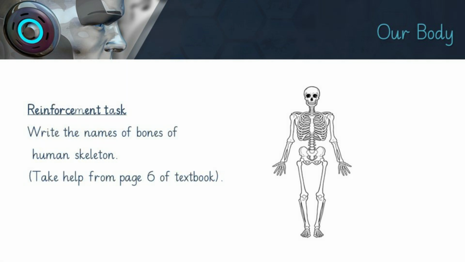Now this is the time for enforcement task. Write the names of bones of human skeleton. You can take help from page number 6 of your textbook and the given details so far in relevance to the human skeleton. I hope children that you will revise all of the main points discussed so far that have been explained for bones as well as skeleton.